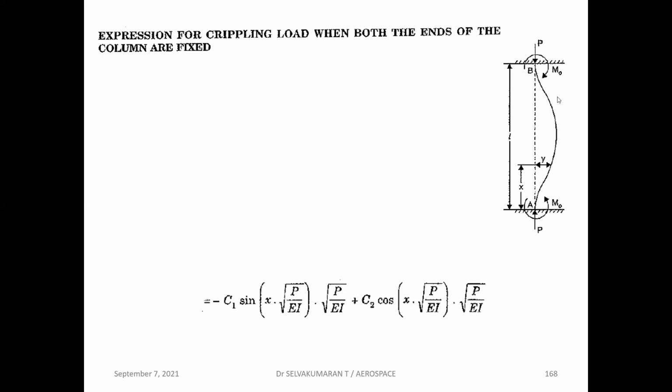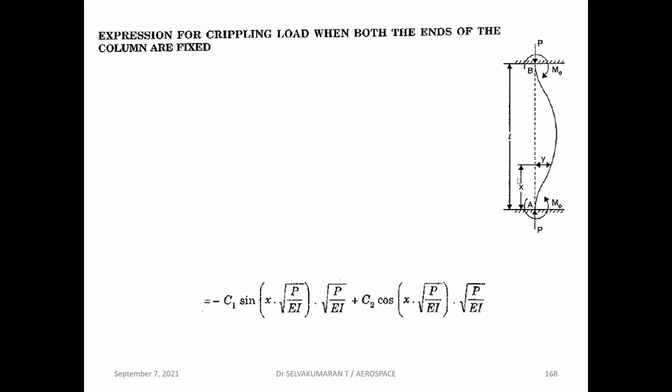So this is the figure. The figure shows where both ends of the column are fixed, and it is subjected to an axial compressive load P, and the length of the column is L. You could see here at the fixed end, it is subjected to a moment M naught, M naught at top and bottom end of the column.